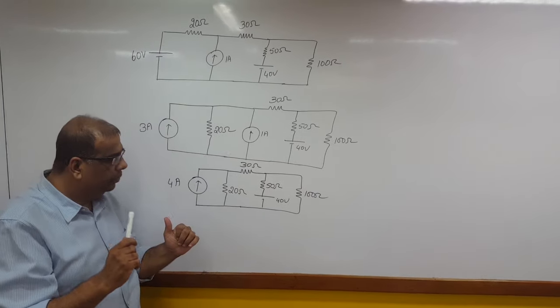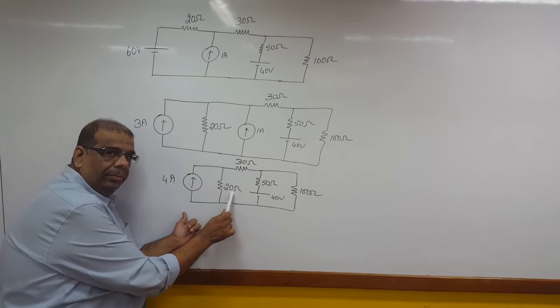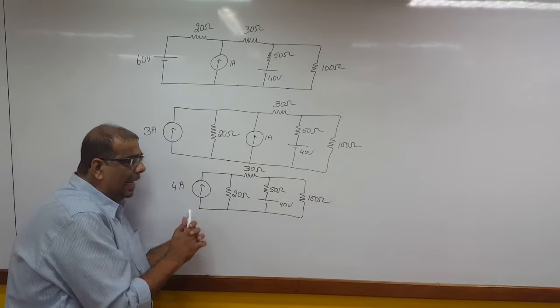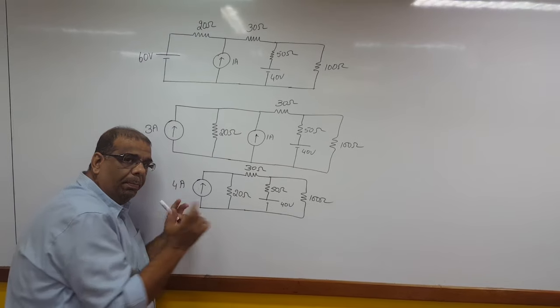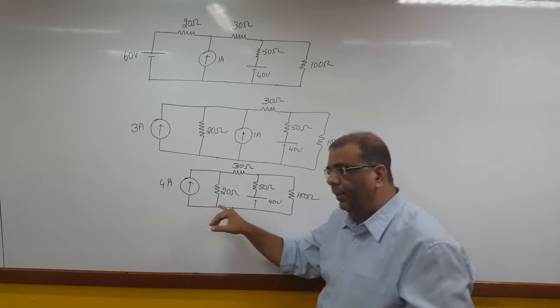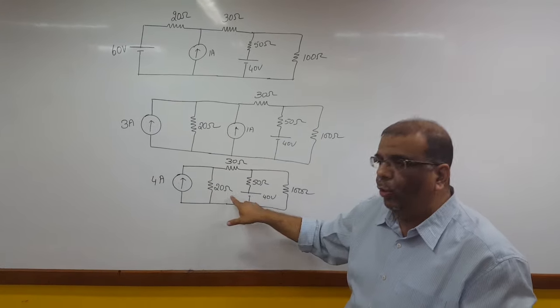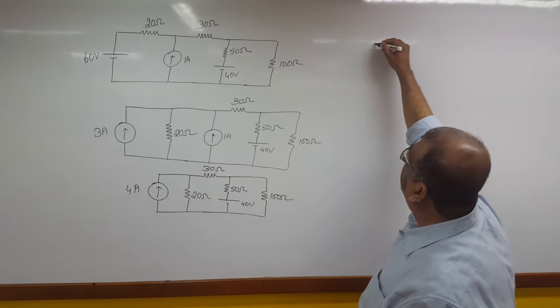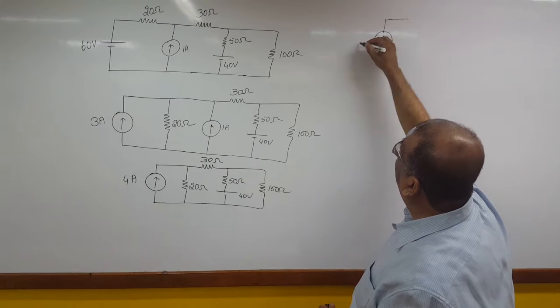Now what to do? Now 4 and 20 are in parallel with each other. This is a current source, a 4 ampere current source, and 20 ohms in parallel with each other. Can I get rid of them? Let me convert this to a voltage source. So 4 into 20 gives me a voltage source of 80 volts.